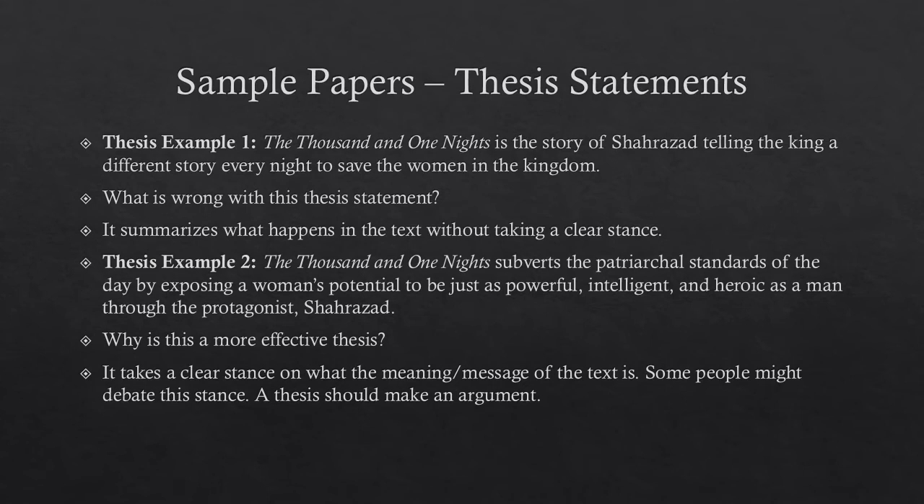From the previous example, which was more of a summary, we can see that the text is about patriarchy, because what the king is doing could only really happen in a patriarchy. So we know that the text is about patriarchy, a male-dominated society, but this is saying it subverts the patriarchal standards. It critiques or challenges the male-dominated standards of the day. Now, this is definitely a thesis because some people disagree.